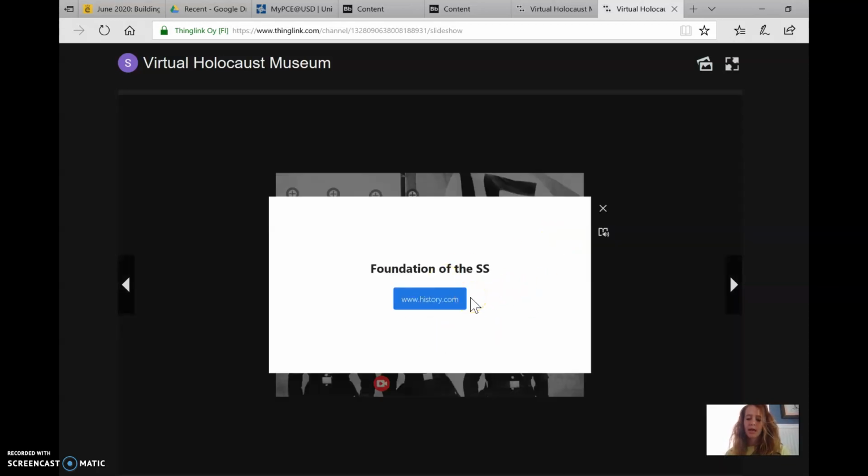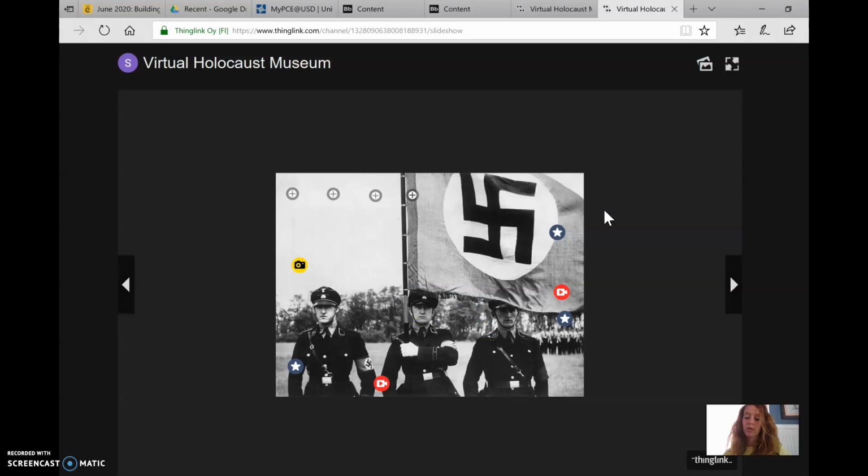Another article I have is about the foundation of the SS, Hitler's police force in Germany. He didn't just come to power and rule by himself. He had to finally make a group of people come with him to run all the evil that he wanted to inflict upon the Jewish people.